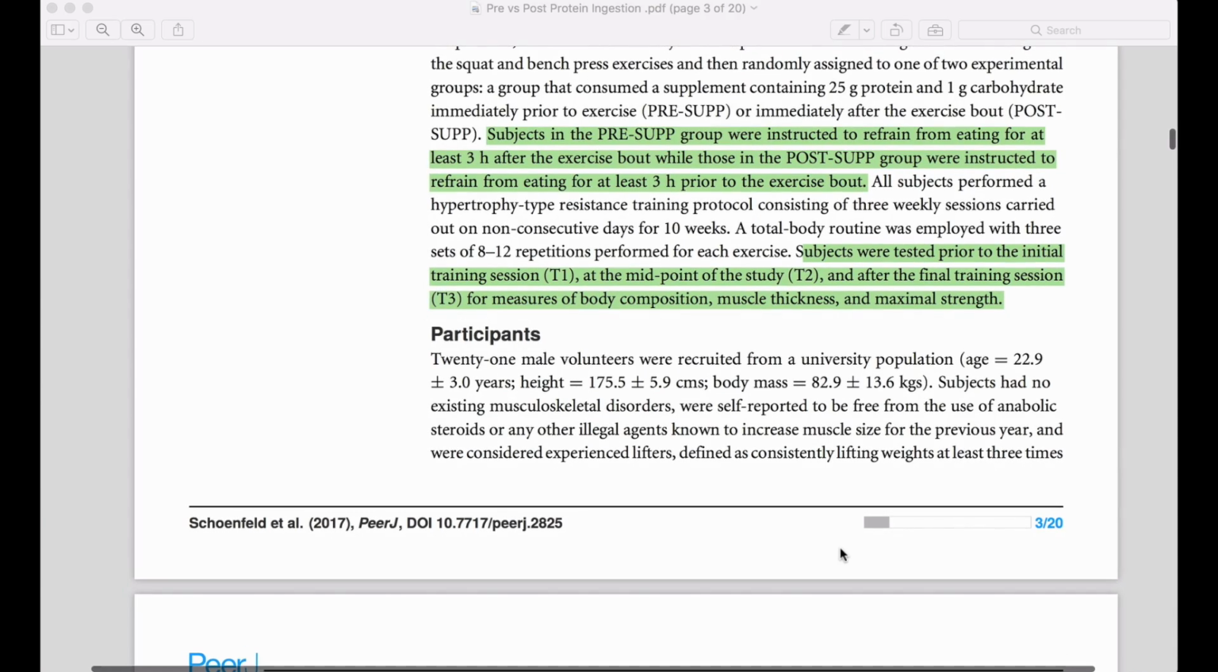The actual study was 10 weeks long, and they had 3 training sessions per week. The subjects were tested prior to the initial testing. On the screen share, you can see T1; T2 was the midpoint through the study, so after 5 weeks. And then they had another testing at T3, after the actual 10 weeks of training took place. And they measured body composition, muscle thickness, and maximal strength.